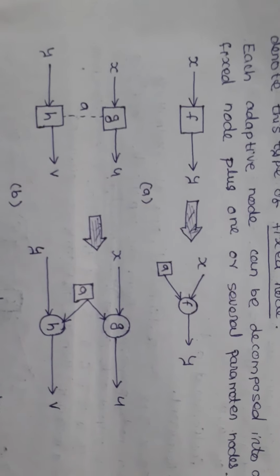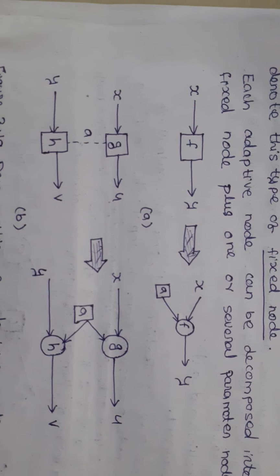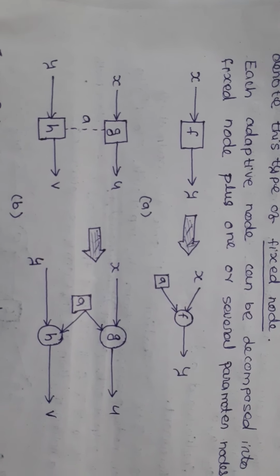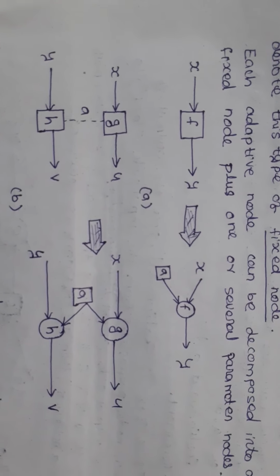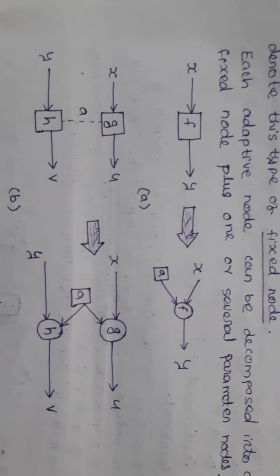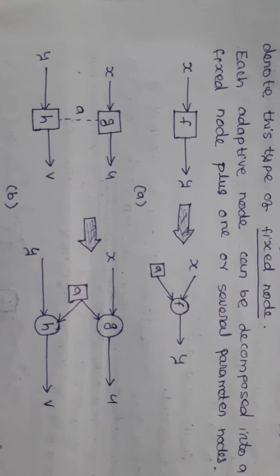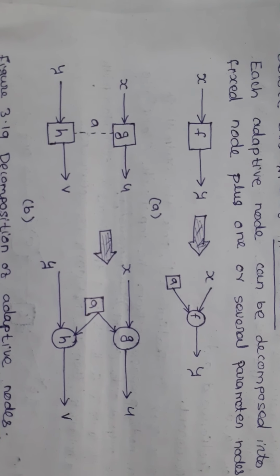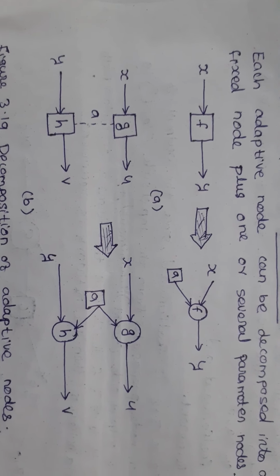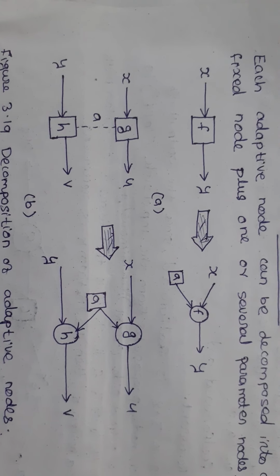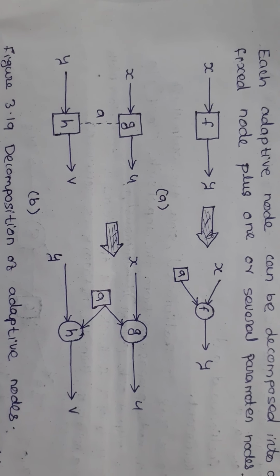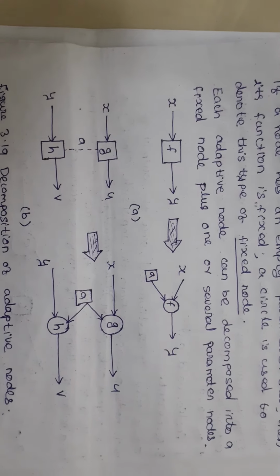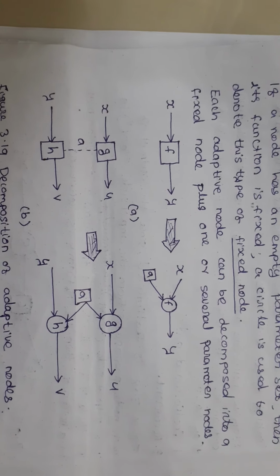See here, the first one is y equals f of x, where x is the input, y is the output, f is the given function, and it uses a parameter a. So we can represent this as y equals f of x comma a, where a is the modifiable parameter. In the third figure, u equals g of x comma a, and v equals h of y comma a. Understood? So in this way we can use the nodes in an adaptive network.